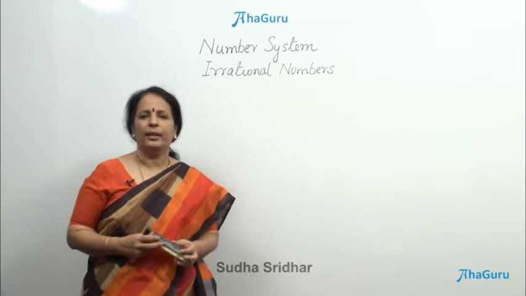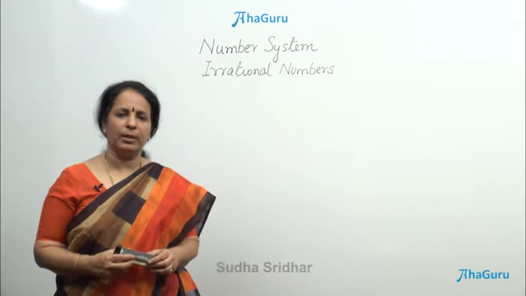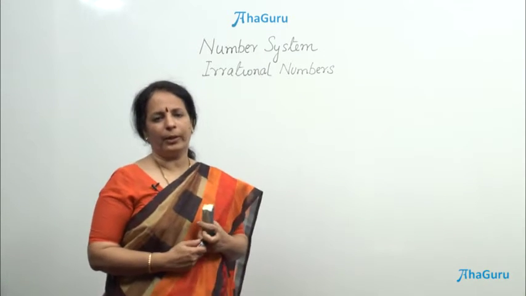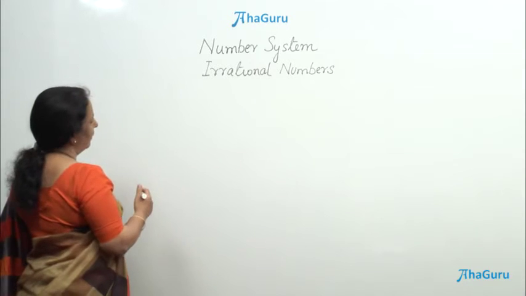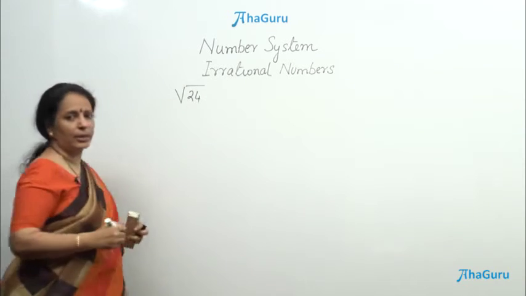We have already seen now how to add irrational numbers, how to subtract two irrational numbers, also how to multiply. Now we will see how we divide two irrational numbers. Just take this example, any irrational number, let us take root 24. This is irrational, is it not?